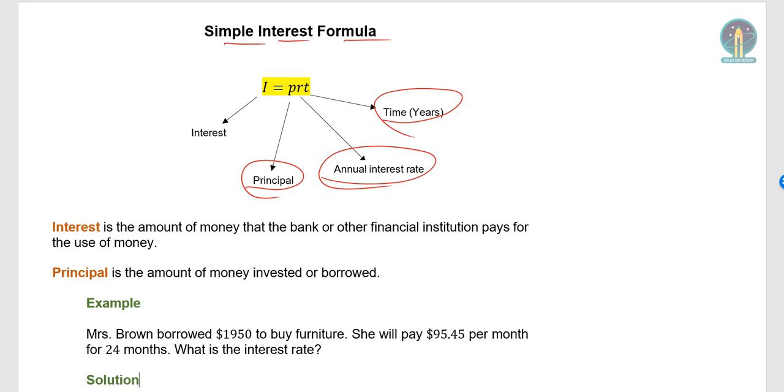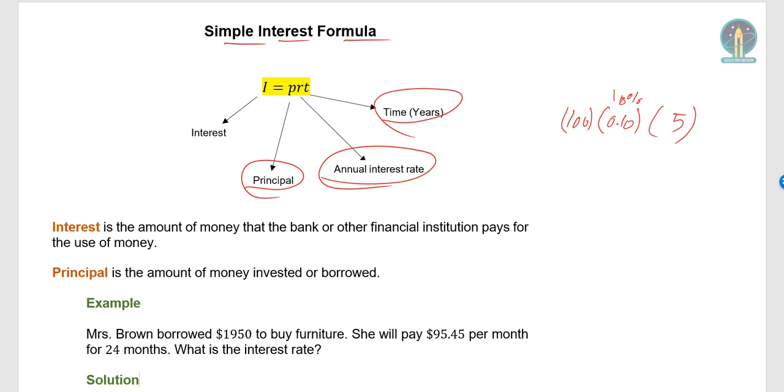Okay, so let's say we started with a principal of $100. If we had $100 and an annual interest rate of, let's say, 10%, we would write it as 0.10, as a decimal. This is the same as 10%. And then we had, let's say, 5 years.